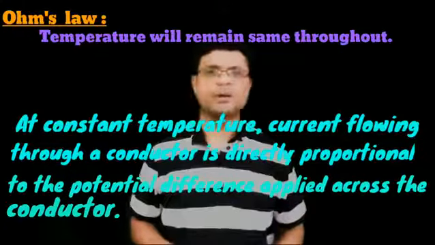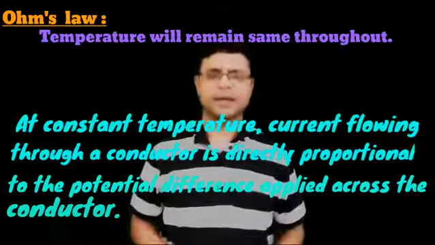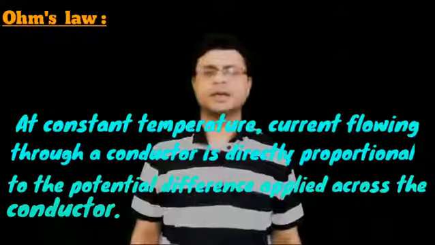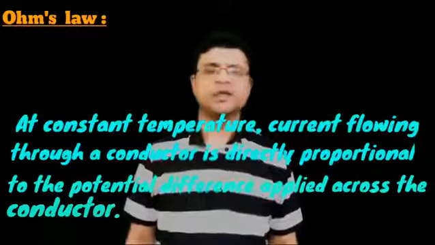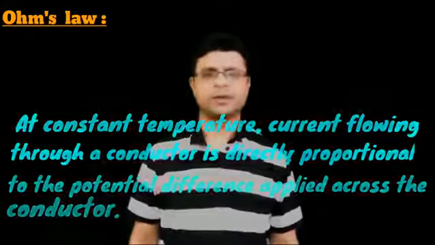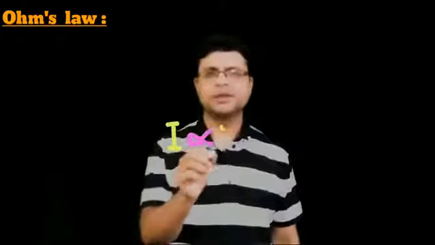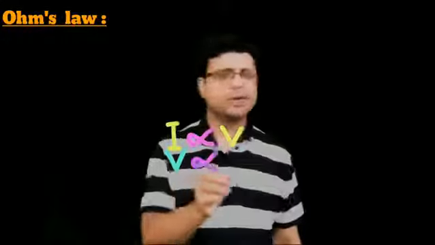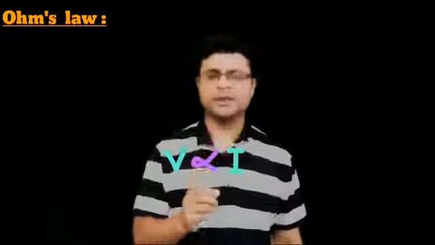Then we will not get the proper values of V and I. So the statement is like that. At constant temperature, current flowing through a conductor is directly proportional to the potential difference applied across the conductor. Alright, so we can write I is directly proportional to V. So we can write like this also, V is also directly proportional to I, as they are directly proportional to each other.